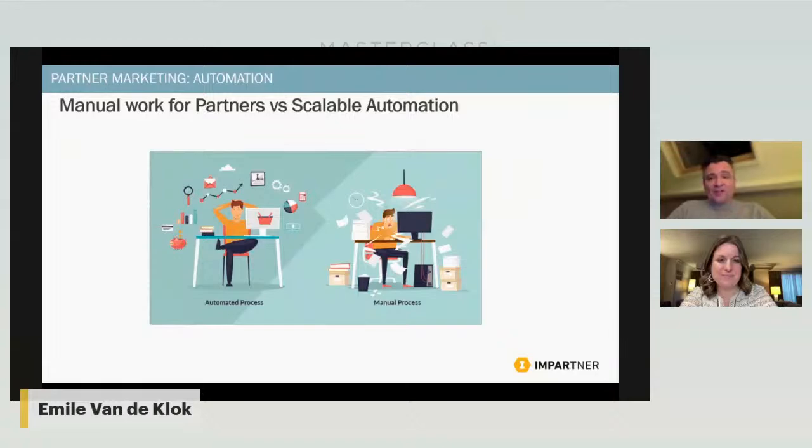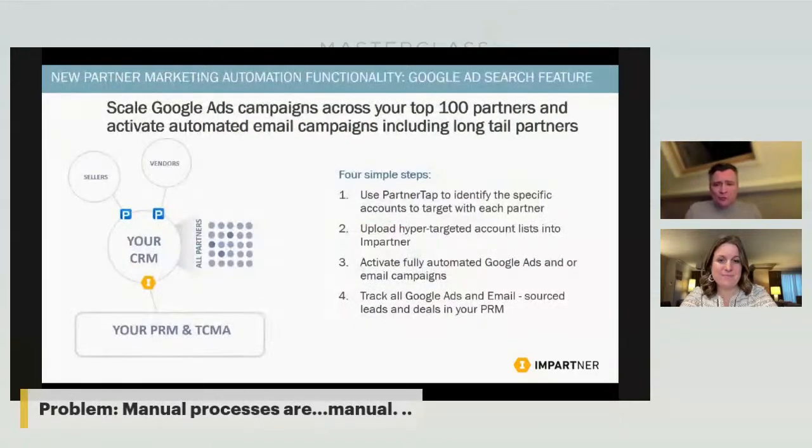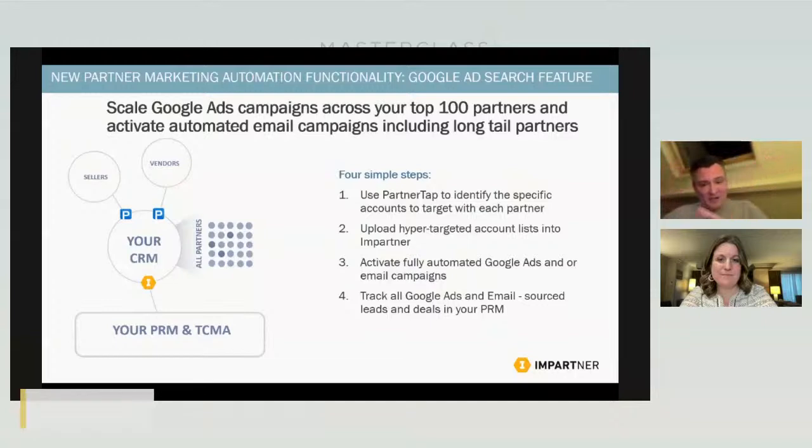So if we go to the next slide, I would just like to summarize a little bit what I explained. You can scale Google Ads campaigns across your top 100, 50, 500 partners, whatever it is. You build one campaign, you use the partner tab account mapping to create hyper-targeted audiences, and then you create the content, multiple campaigns to multiple groups, and then you make it scalable across your full channel. And that will increase the results dramatically.